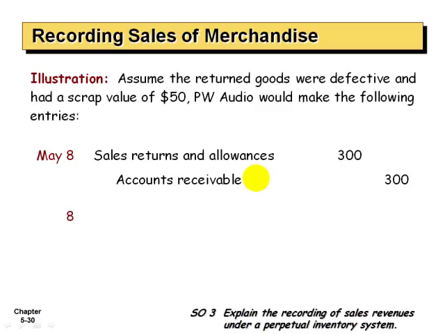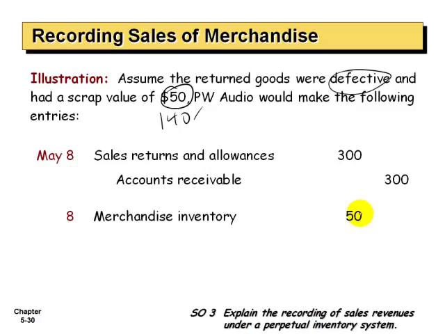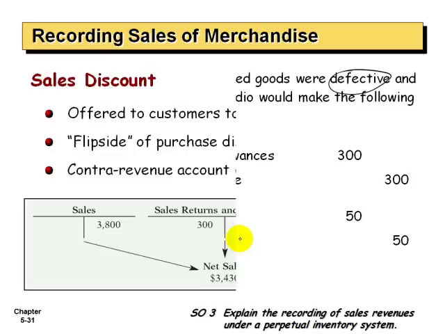Okay, so here remember that inventory had cost us $140, but because we're assuming it's defective, it's not really worth $140 to us anymore when it's returned and put back into inventory. Here we're going to put it back at the lower scrap value. So we still record the reduction of the sales price of $300, sales returns allowance, debit, accounts receivable, credit. But instead of putting $140 back into inventory, we're going to put back $50, the scrap value of that merchandise. And the offsetting credit is going to be again that cost of goods sold, reducing that expense.